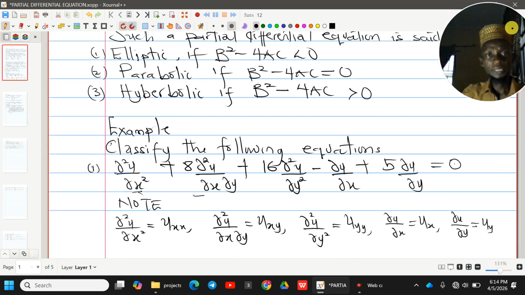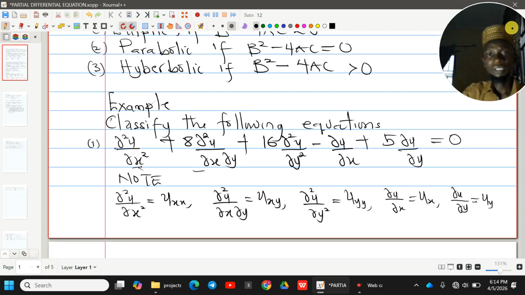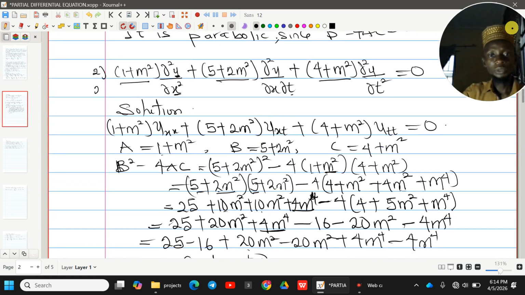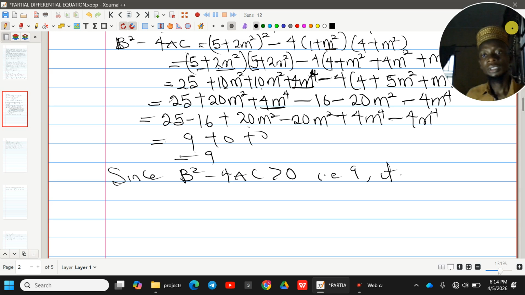Let us look at the properties now. Now look at this one. A partial differential equation is said to be hyperbolic if b squared minus 4ac is greater than 0. It means our solution here is hyperbolic, since b squared minus 4ac is greater than 0. That is 9. It is hyperbolic. Okay. That's as simple as that.